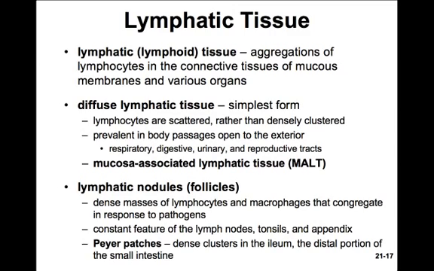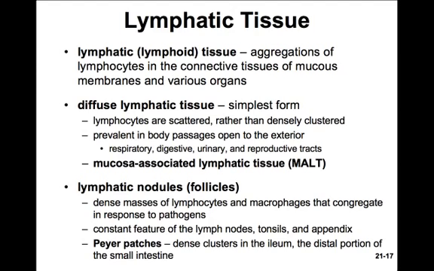In some places, the lymphocytes and macrophages congregate in more dense masses, so not diffuse but dense tissue. And they accumulate in these locations in response to invading pathogens. And they'll come and go as necessary. However, they're a very constant feature in the lymph nodes, the tonsils, and the appendix.